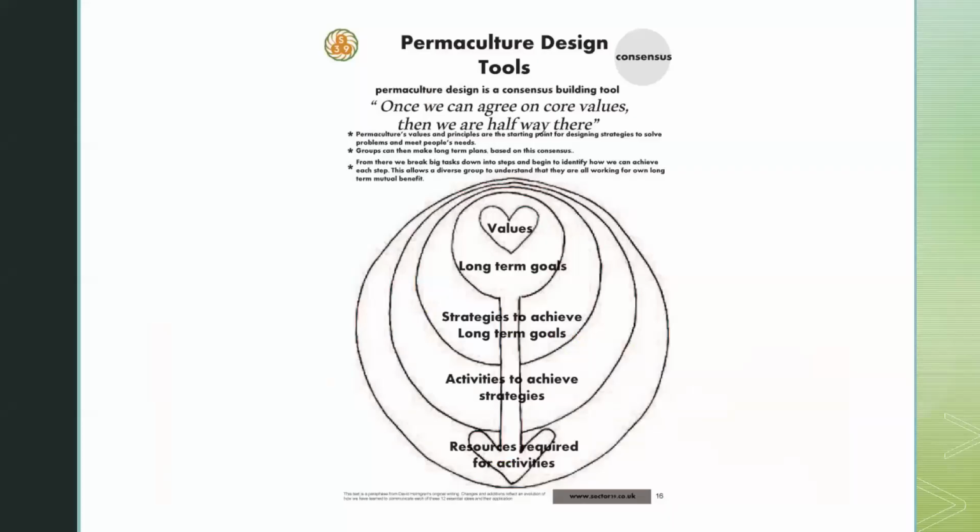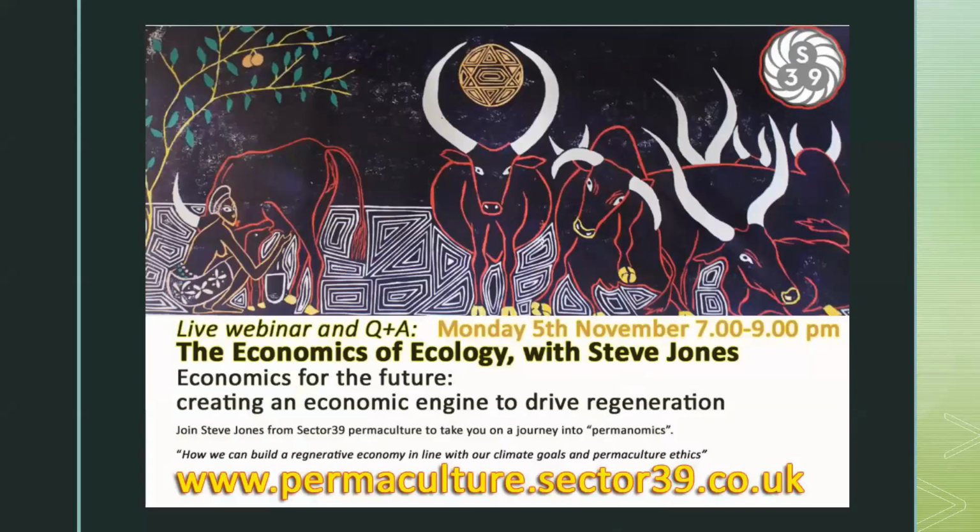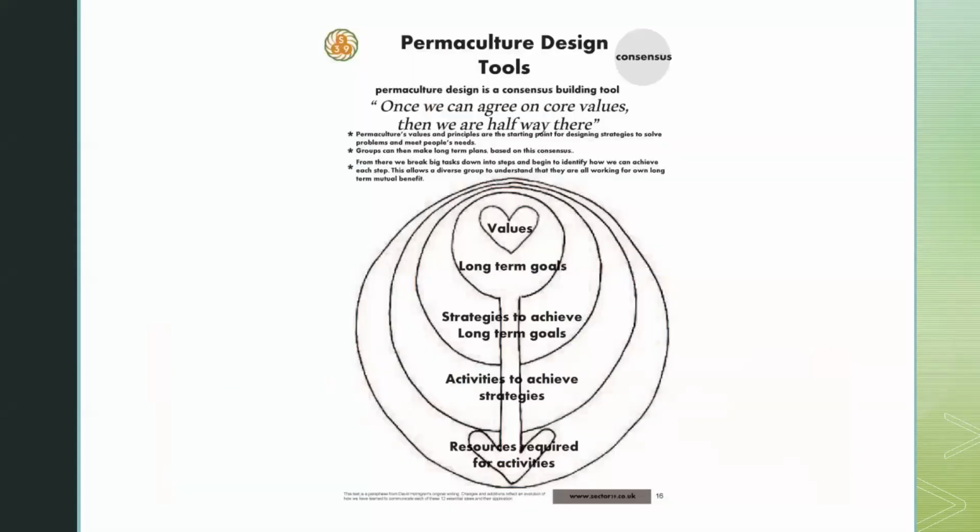This was a slideshow we put together a little while ago, but to see how permaculture manifests itself. We share common values. With those common values, we can build long-term goals. And if we can agree about our values and our long-term goals, it's simply a matter of breaking those goals down into stepping stones, into strategies, into activities, understanding the process that we need to go through to achieve our long-term goals. We have to be able to come together as a group and agree on those core values, and informed by those values, those long-term goals. If we can do that, there's nothing we can't achieve.